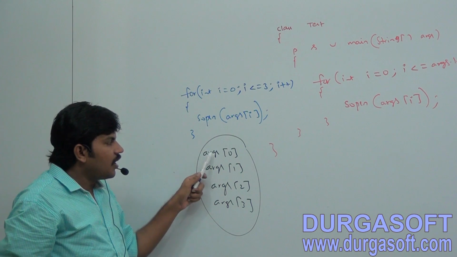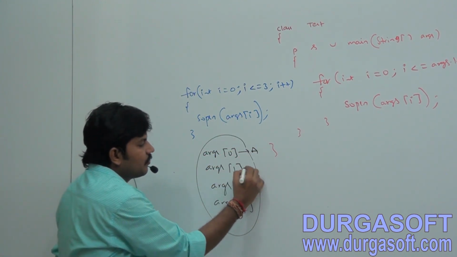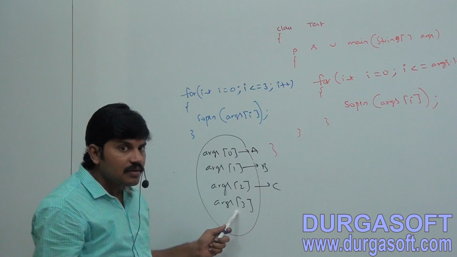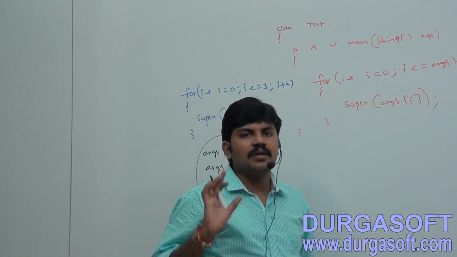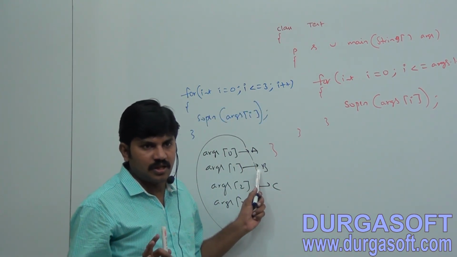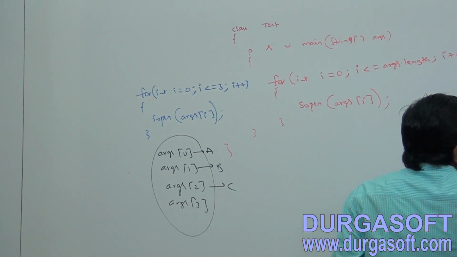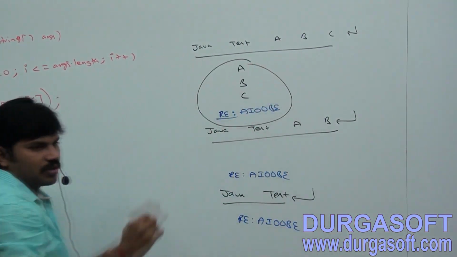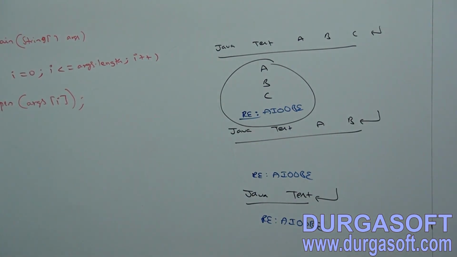Make sure, args of 0 means A is there. Args of 1 means B is there. Args of 2 means C is there. But where is the args of 3? Not there. That's why immediately we are going to get a runtime exception saying array index out of bounds exception. Are you able to understand that? So in the first case, the answer is A, B, C followed by array index out of bounds exception, because of the less than or equal to, like we considered.